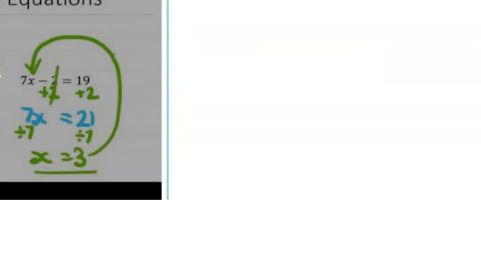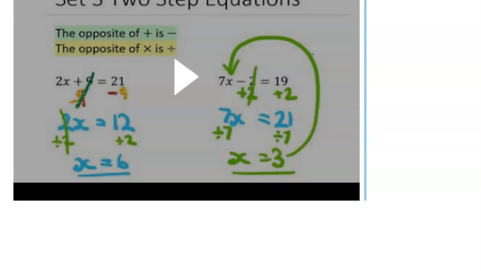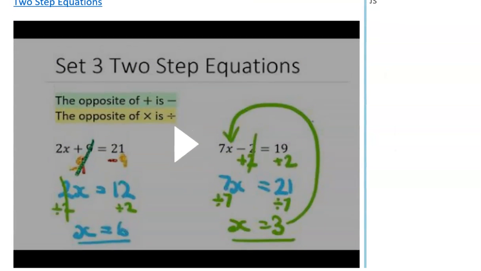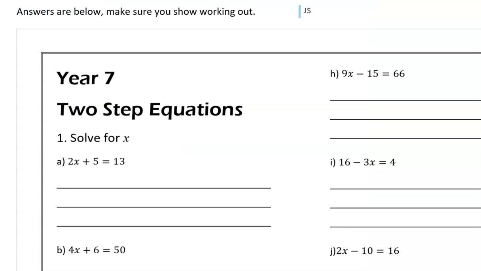Okay, after you've watched your two-step equations video where I've explained how to solve two-step equations, if you're still having a little bit of trouble, I'm going to go through and do these questions and you can do them at home with me. Now, the plan is we need to get rid of everything on the side where the x is so that we're just left with x equals a number. Okay, that's the goal. We want to know what is x equal to.